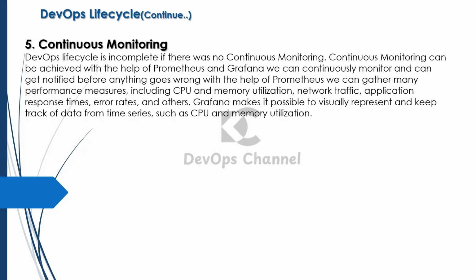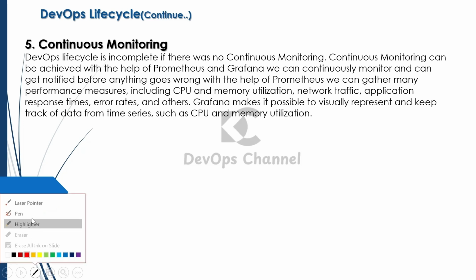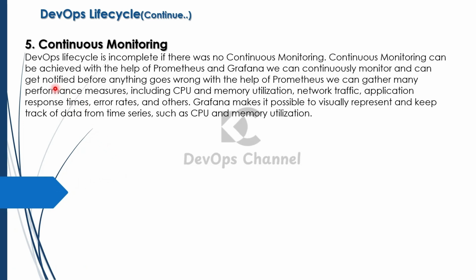Continuous monitoring can be achieved with the help of Prometheus and Grafana. These are the most leading tools for continuous monitoring, and they have an alerting system also. So if something goes wrong, you can be notified with the help of these tools. We can gather many performance measures, including CPU and memory utilization of the servers on which your application is being hosted. You can also monitor your network traffic, application response time, error rates, and others. When we discuss continuous monitoring tools, we will learn about various tools used in these different areas.